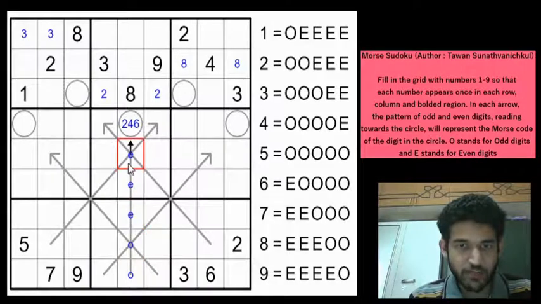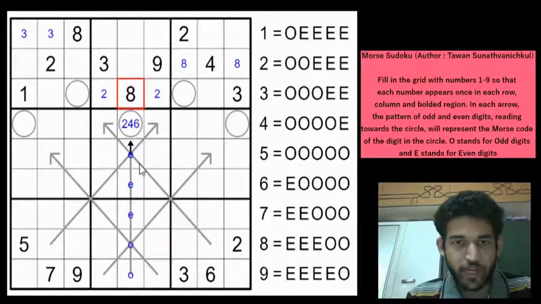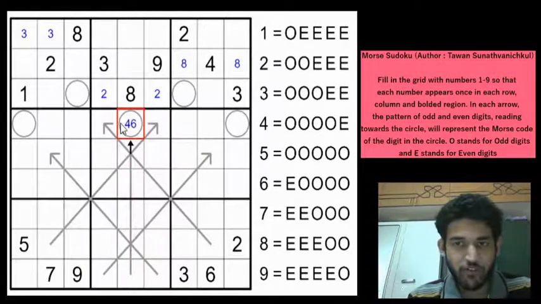But we have got 3 evens now plus 2 evens, which is a violation. Because in any row, column and box, we will have only 4 evens and 5 odd digits. So we can straight away eliminate 2 as a possible option there as an even digit. So you can have a 4 or 6.